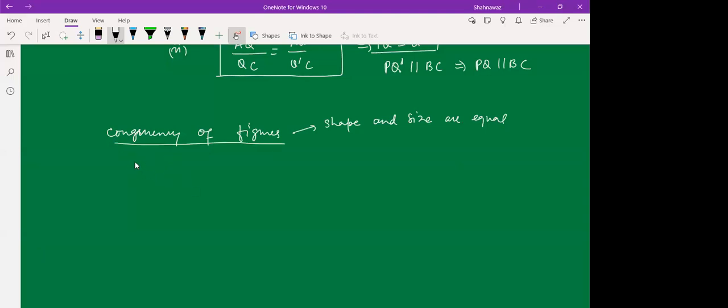But for the case of similarity of similar figures, only the shape is the same. Shape is the same, but size may or may not be equal.